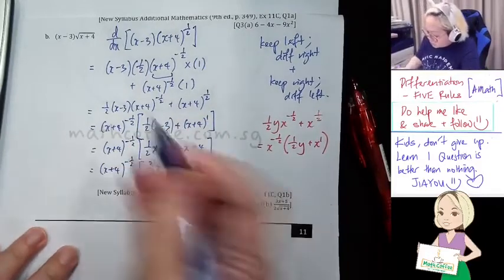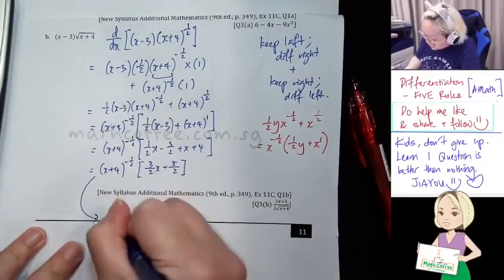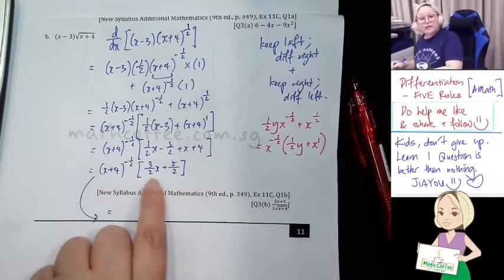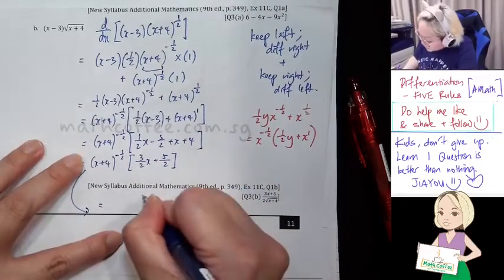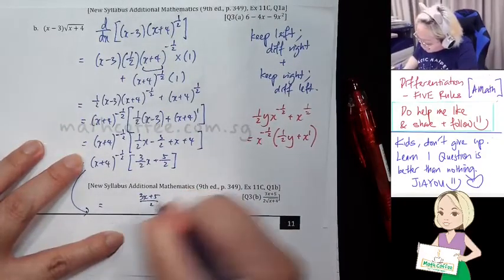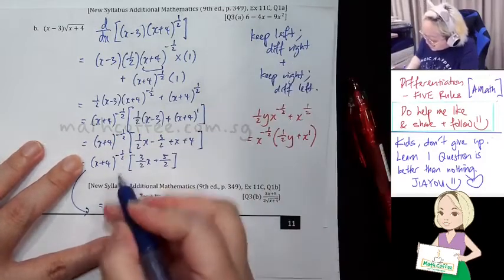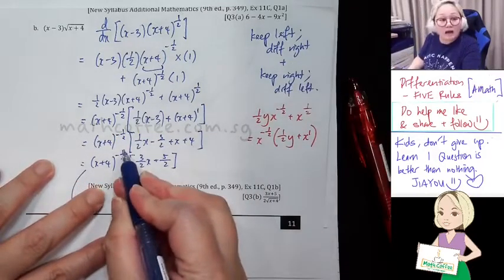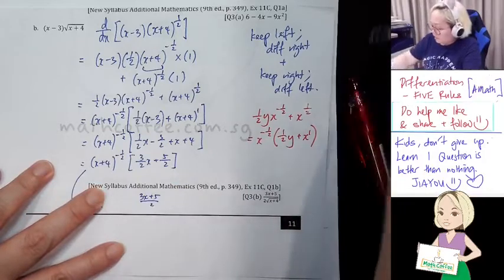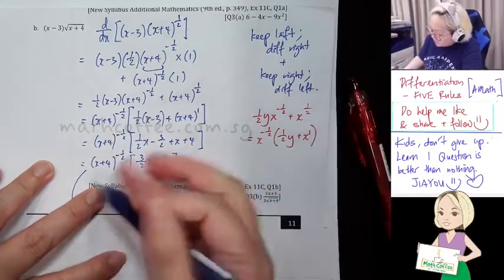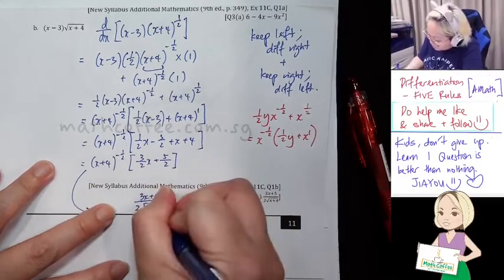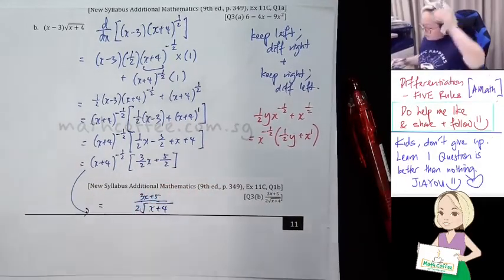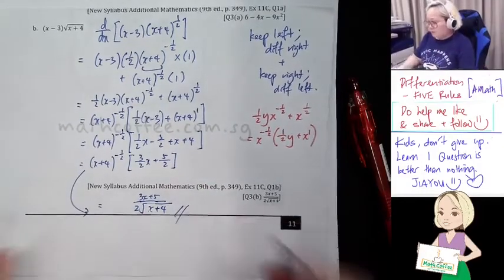Then students wonder how to simplify these. This one, change it to single fraction, which is easy. Why? Because the denominator already 2. Agree? So this one actually is just 3x plus 5 over 2. And this, because it's minus half, I will bring it to the denominator. So I shift the 2 here, and then this one becomes square root x plus 4. So we are done. Ta-da!